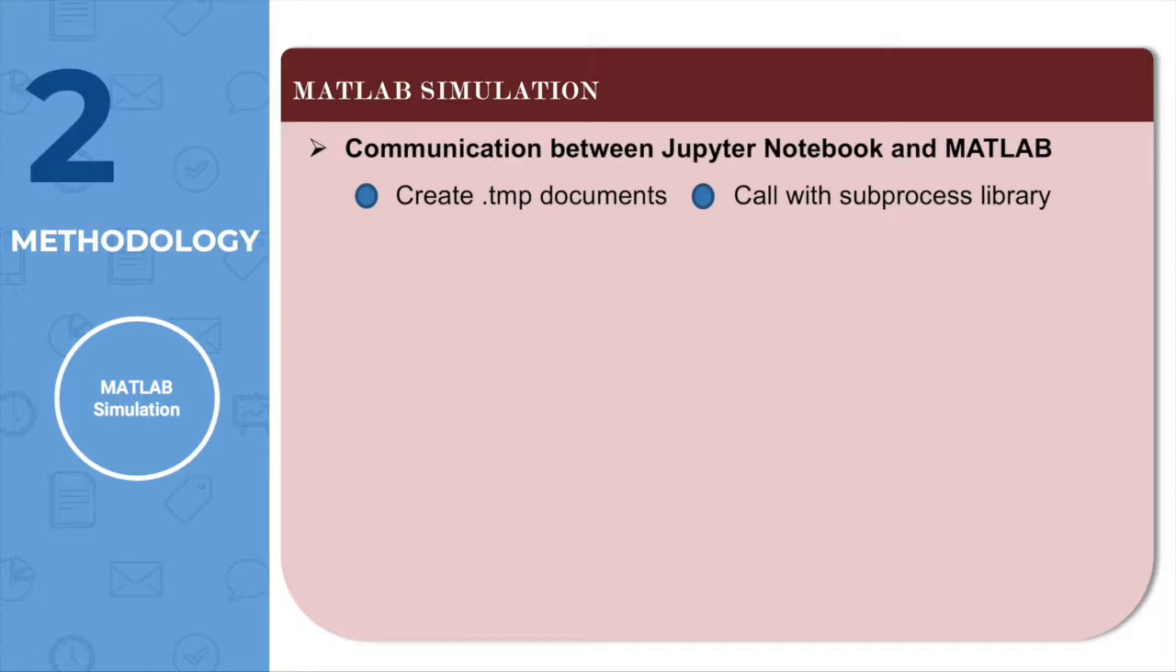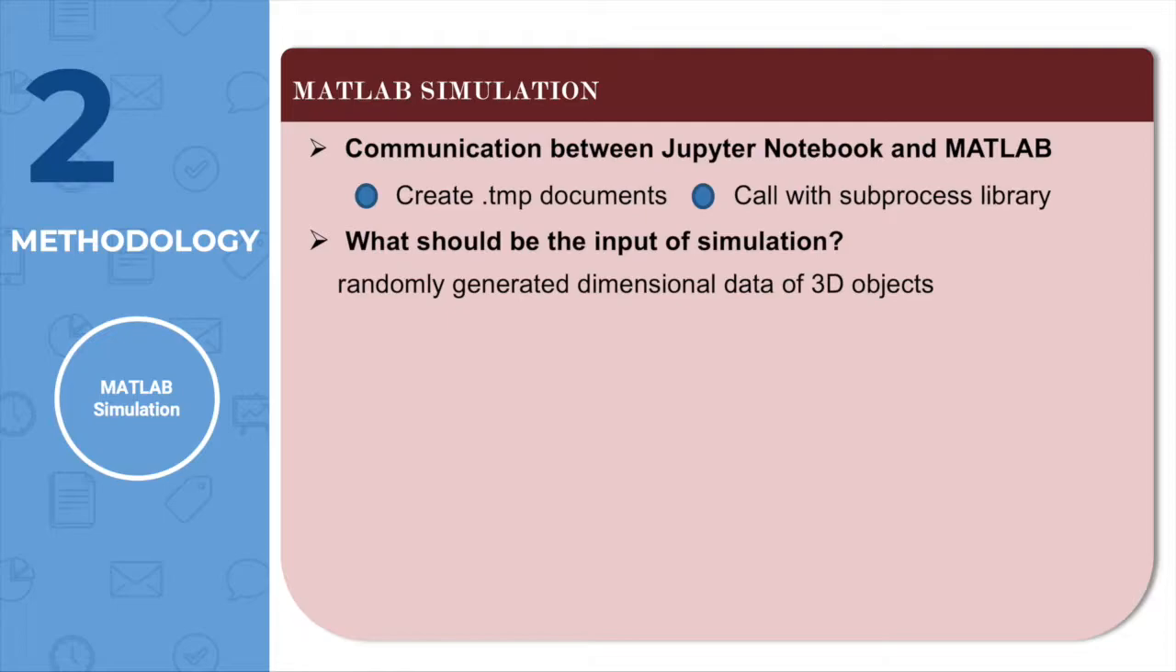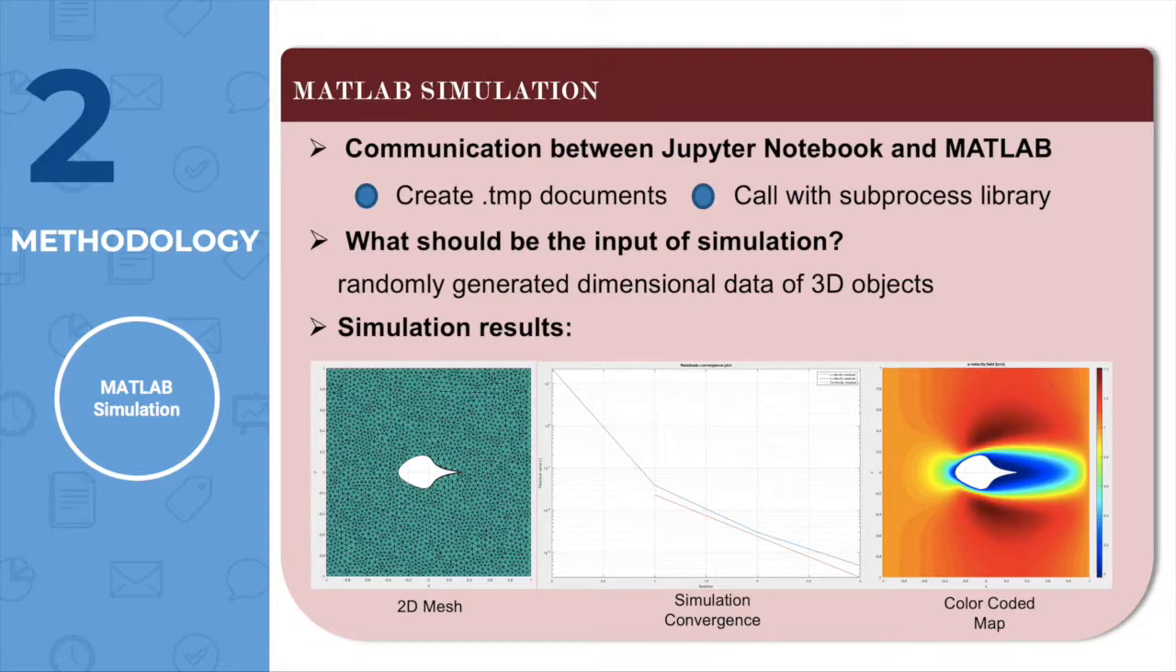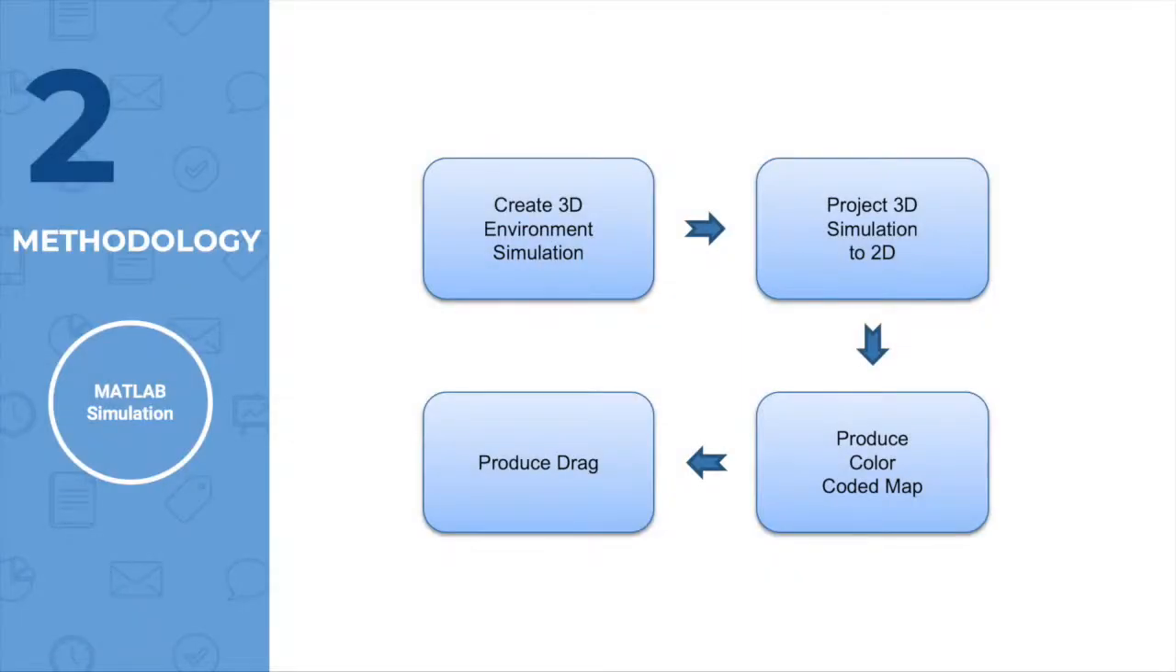We use randomly generated 3D latent dimension lengths as our input of simulation. And each of our output data looks something like this, so these 3 graphs make up one of our simulated data point sets. The entire process of simulation goes through 3D simulation and a projection from 3D to 2D. Then the algorithm produces a velocity map and a corresponding drag coefficient.